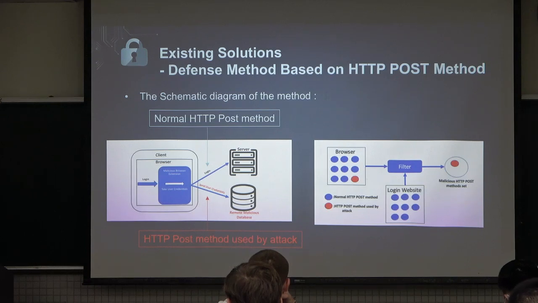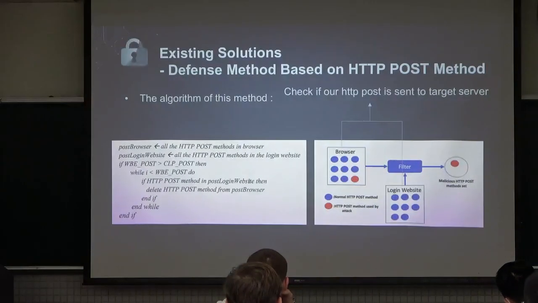Because I'm focused on whether the normal HTTP post method succeeds, if it does, my login succeeds. So I don't find that my sensitive data is leaked. So in this case, we can find that the main purpose of this method is to detect HTTP post methods used by the attack. So how can we do it? It is a very simple concept.